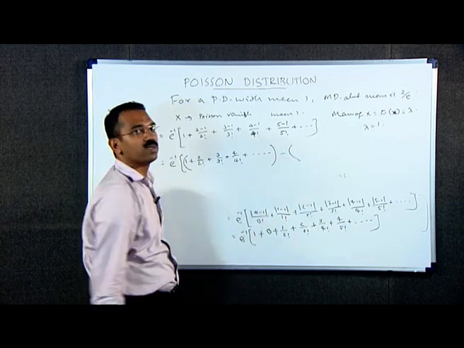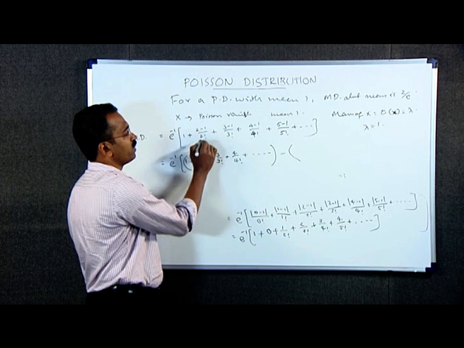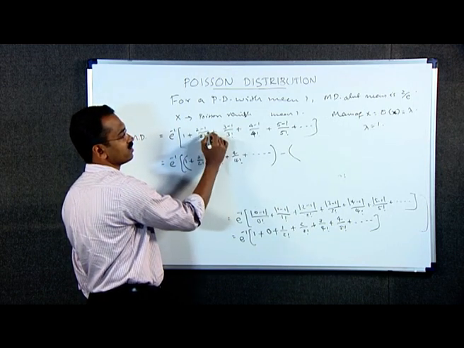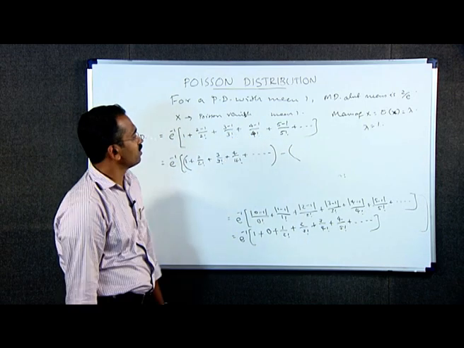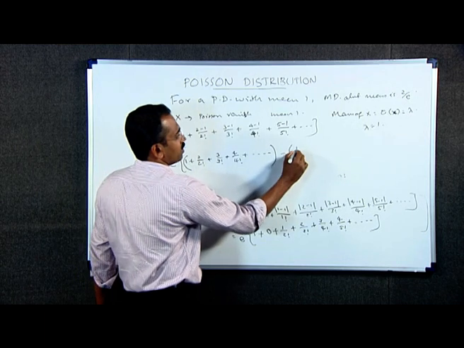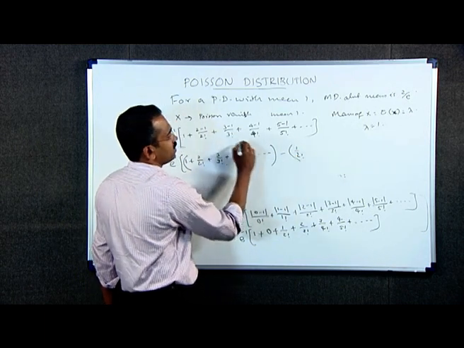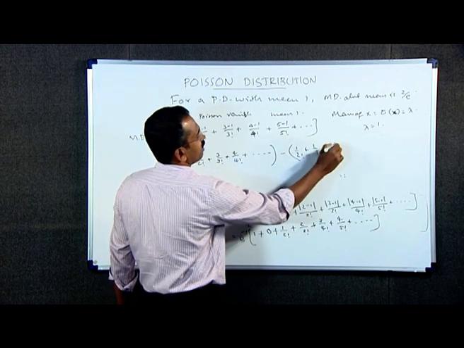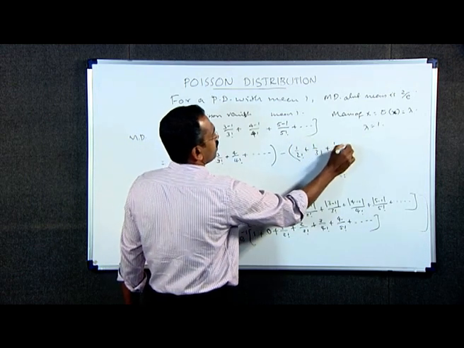minus the remaining terms. All terms contain minus 1 by, the first term is minus 1 by 2 factorial, in this term 1 by 3 factorial, in this term 1 by 4 factorial, plus etcetera.